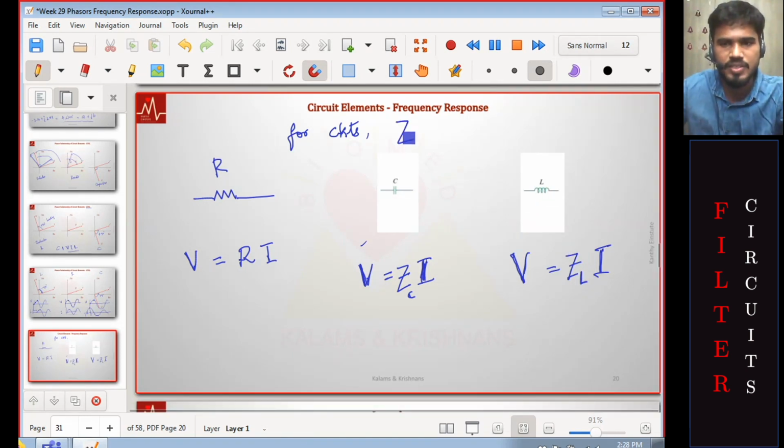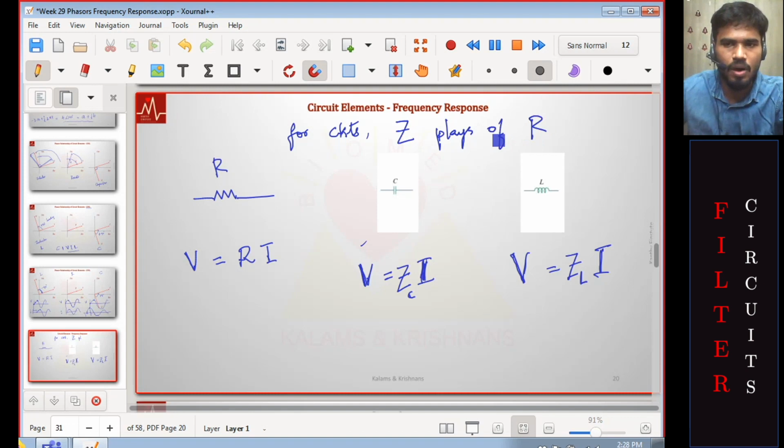Z plays the role of R. So whatever you can do with the resistance, all the tools you can start doing with Z. Sir, can I do voltage division? Yes. Can I do current division? Yes. Can I start applying Kirchhoff laws? Yes. Node analysis, mesh analysis, all those. Can I do delta to Y transformation? Instead of R, I am given this complex number Z. Can I start doing that? Yes. So all the tools can be applied.